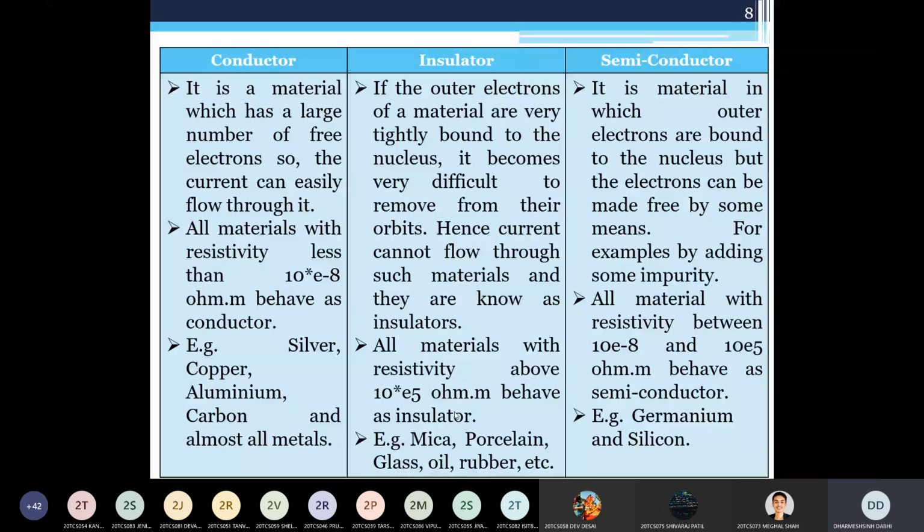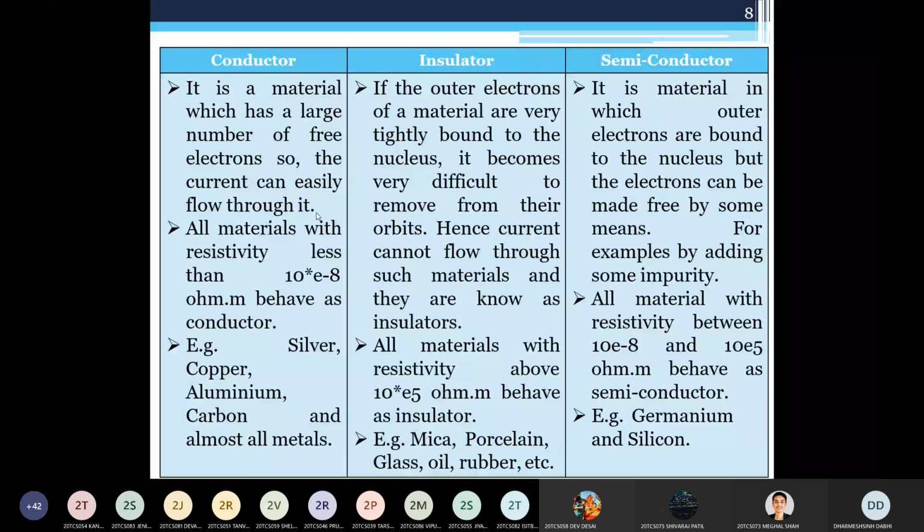So let's discuss the different types of material. First is the conductor, second is insulator, and third is semiconductor. What is called a conductor? As per the name, a conductor means electrons can easily flow through this material. It is a material which has a large number of free electrons so that current can easily flow through it. That type of material is called a conducting material or a conductor.